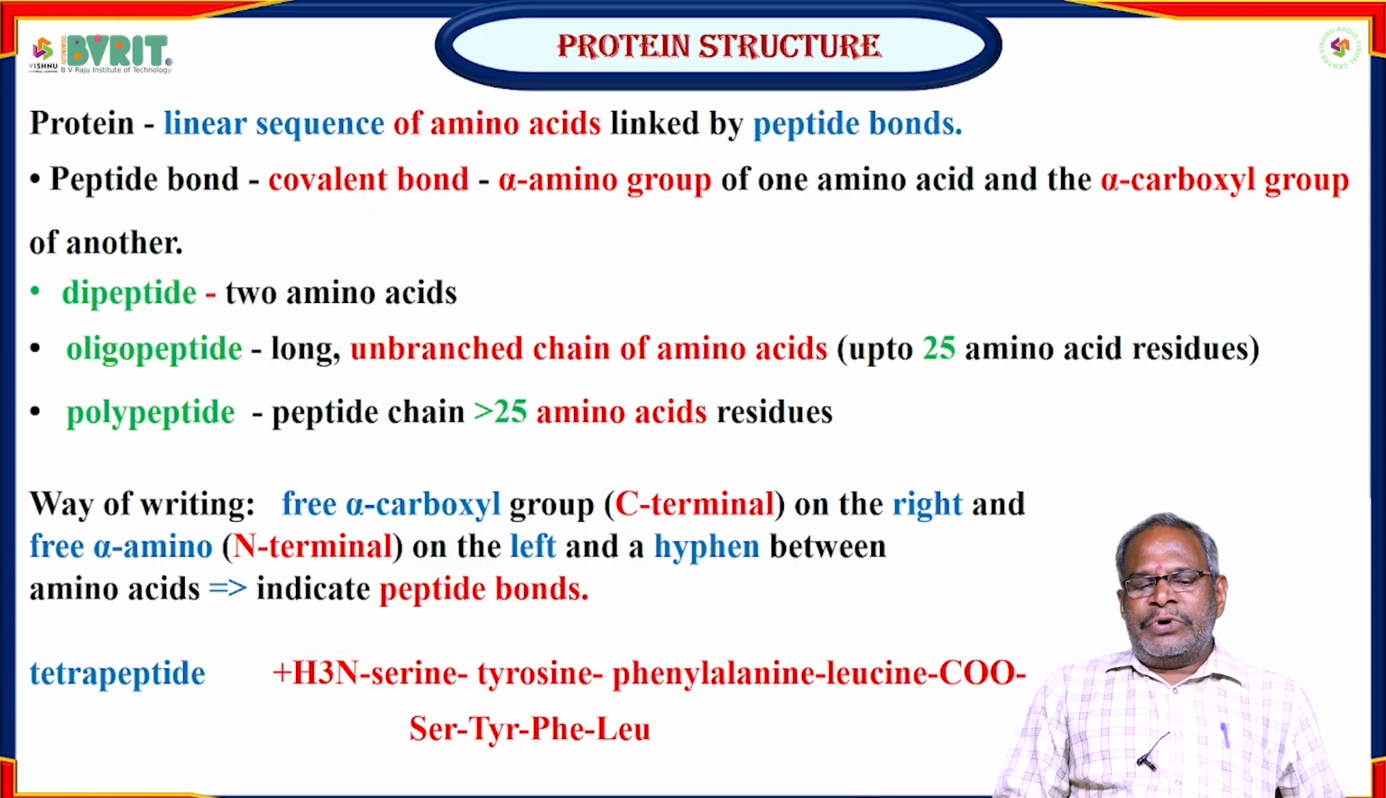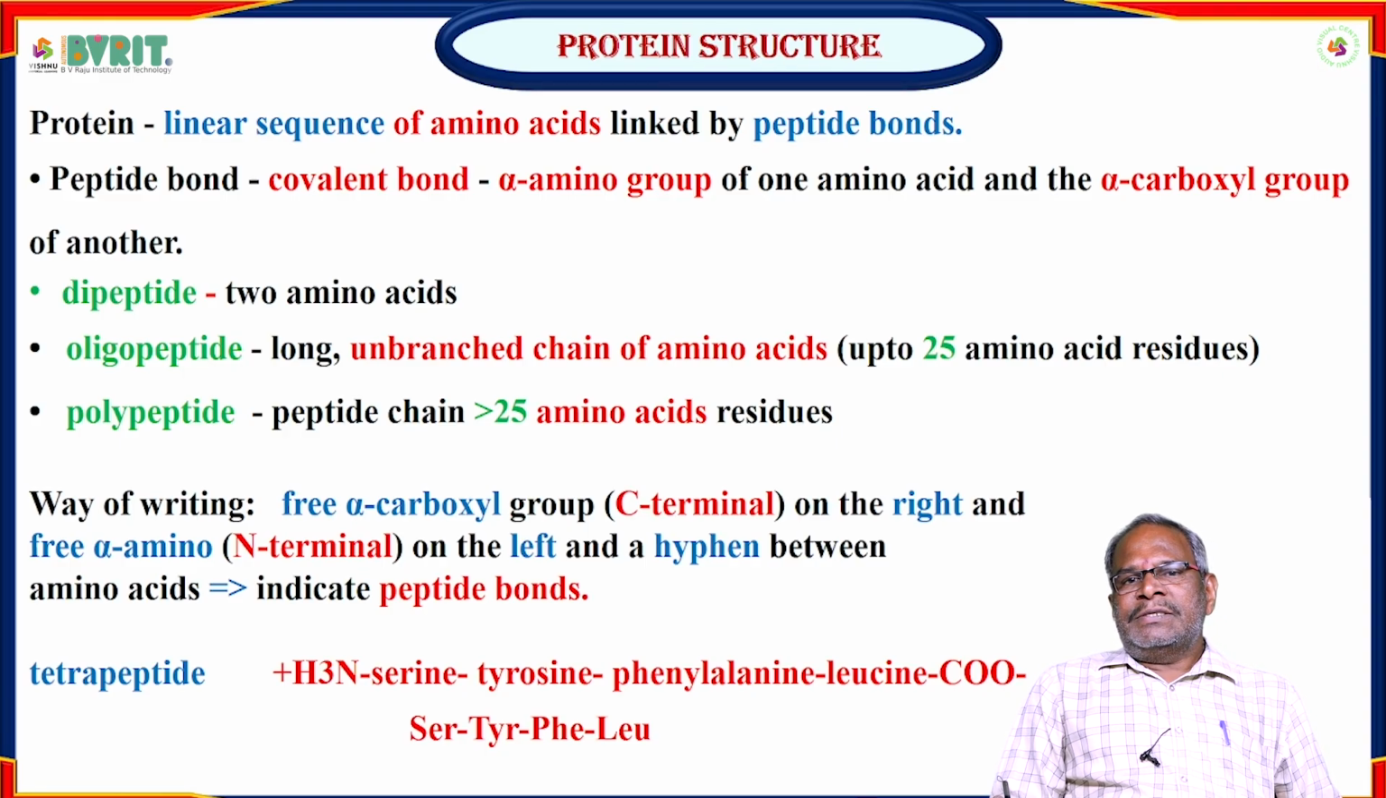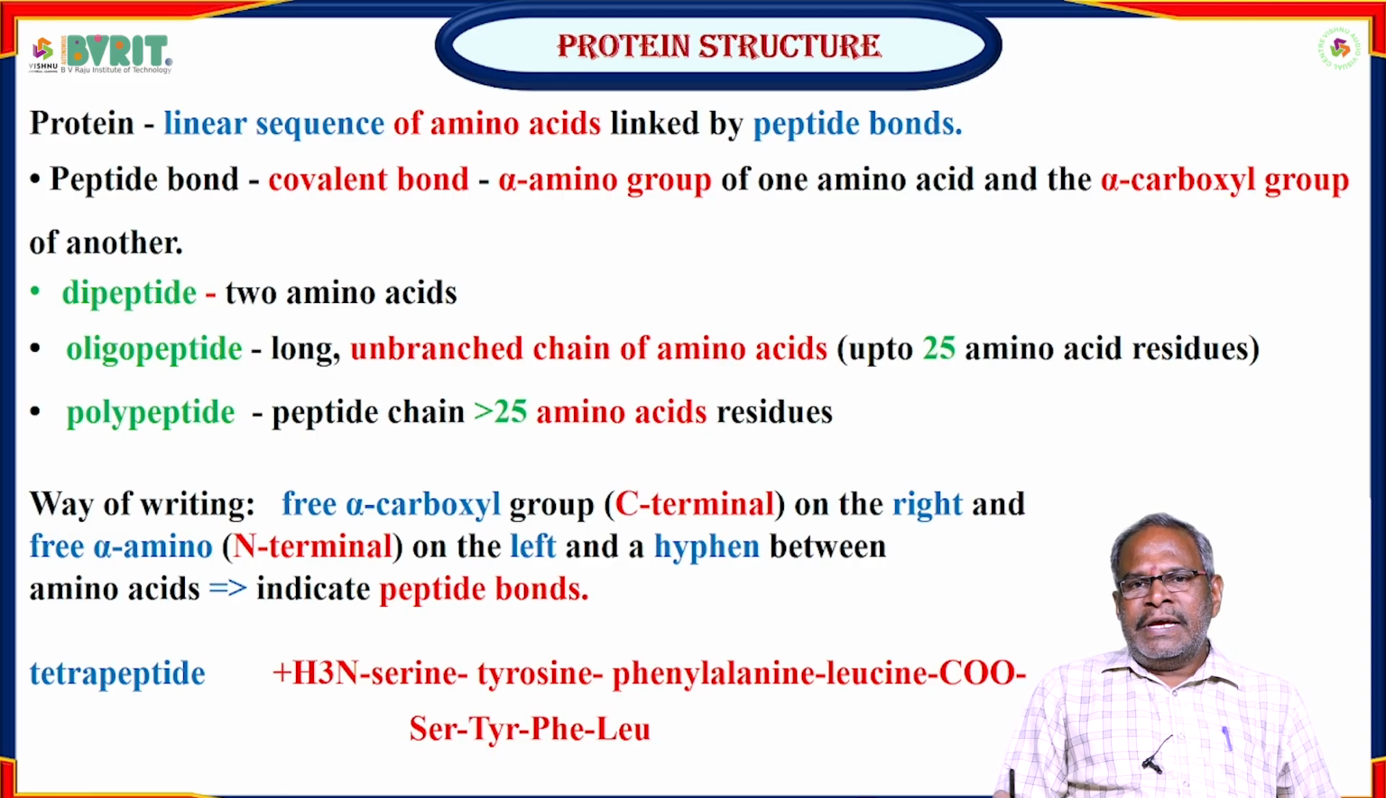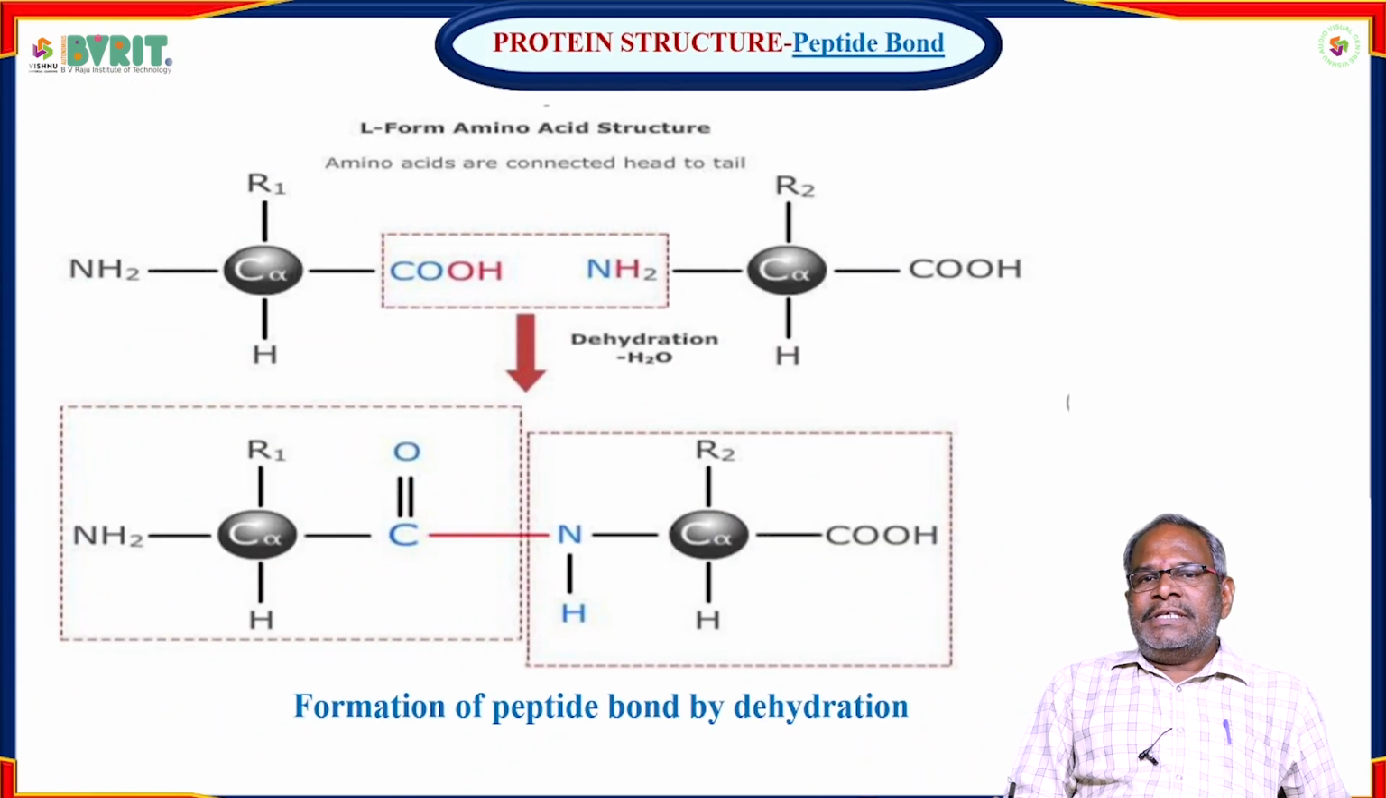Before starting protein structure, this is the linear sequence of amino acids linked by the peptide chain. The peptide bond formula is C double bond O dash NH, forming a peptide bond from one amino acid to another amino acid. Dehydration occurs from the protein molecule, and one peptide bond forms.